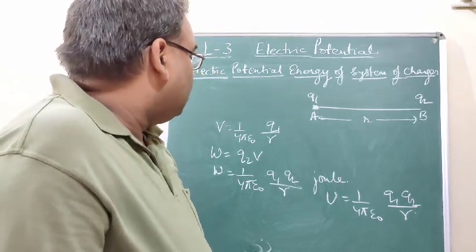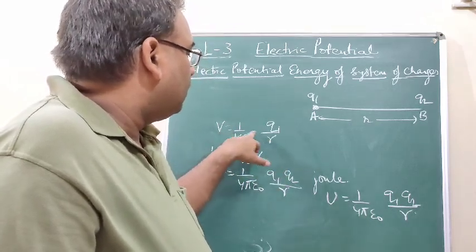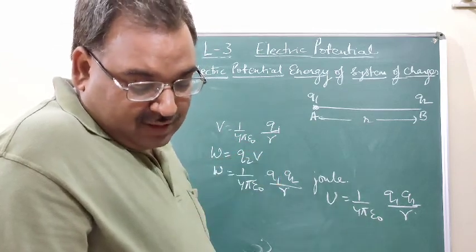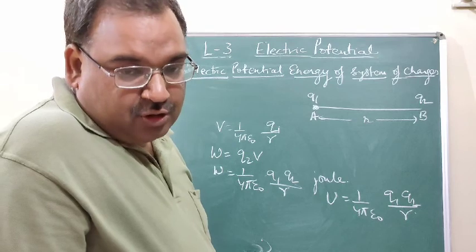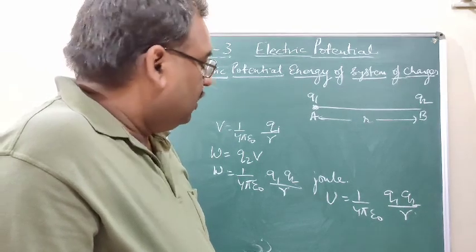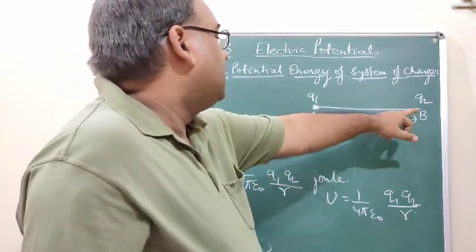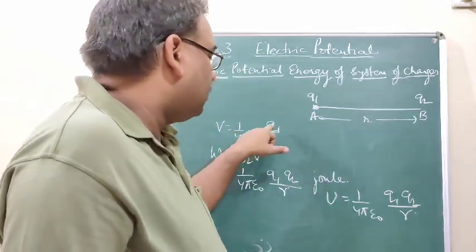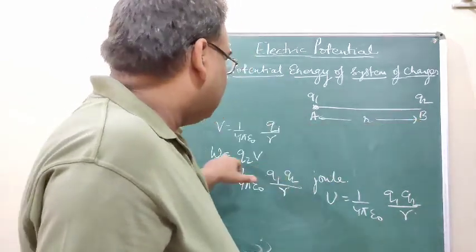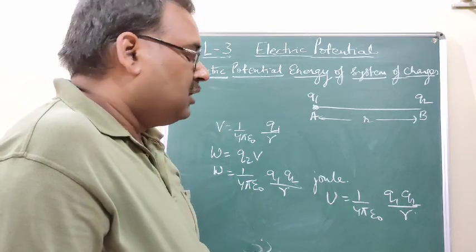the potential at the point B is equal to 1 upon 4 pi epsilon naught Q1 upon r. Now we know that work done is equal to charge into potential. If we are bringing a test charge Q2 from infinity to the point B, work done is given by the formula Q2 V. Work done is equal to 1 upon 4 pi epsilon naught Q1 Q2 upon r joules.